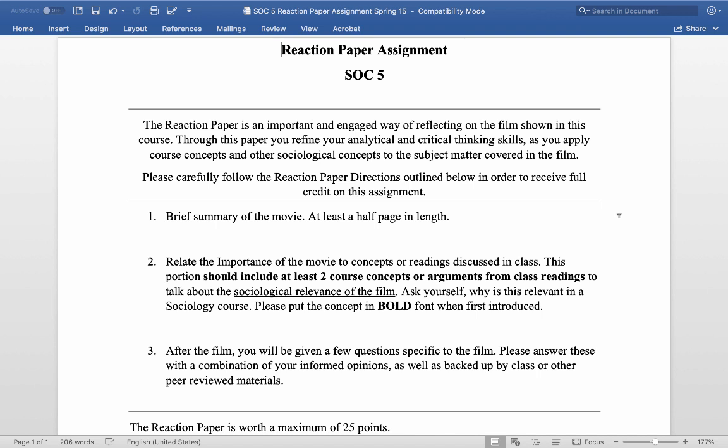For the second part, this is the most important part. You're going to relate the importance of the film to concepts or readings that we discussed in class, or I guess through audio, that you find through the books and the readings. This should include at least 2 course concepts or arguments from class readings to talk about the sociological relevance of the film. You basically ask yourself, why is this relevant in a sociology course? And you put those concepts in bold the first time you introduce them.